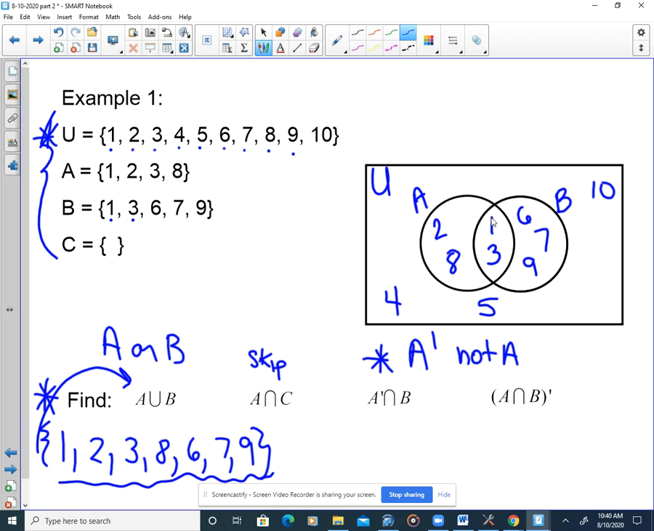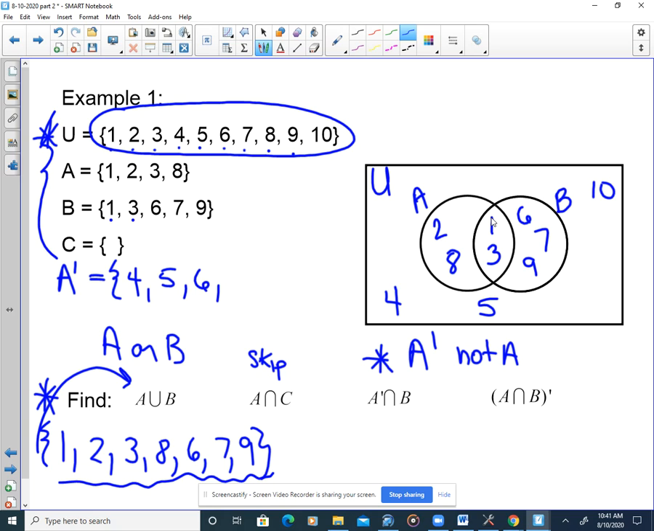Okay? So we want to do not A. I want to list everything out that's not in A. And we got to consider our entire universe. So if you look at the whole universe here, what's not in A? Well, in A we got 1, 2, 3, and 8. So what's not in A? Not in A, 4, 5, 6, 7, 9, and 10. So not A would be this set, the set that contains 4, 5, 6, 7, 9, and 10.